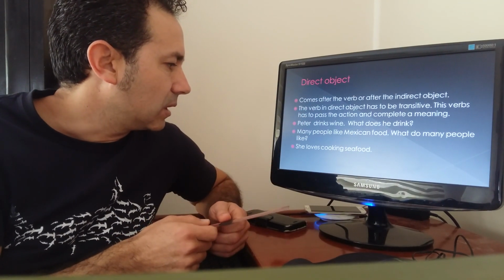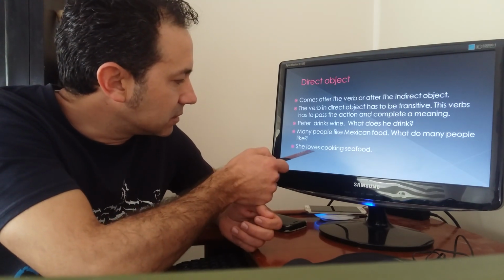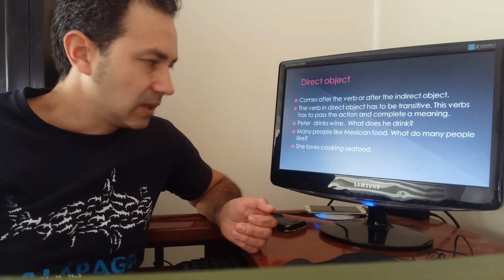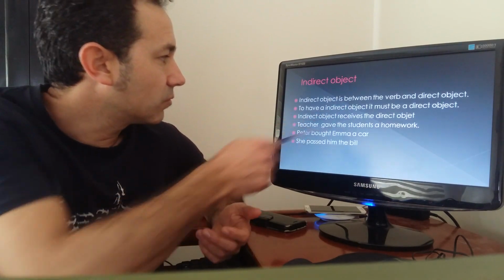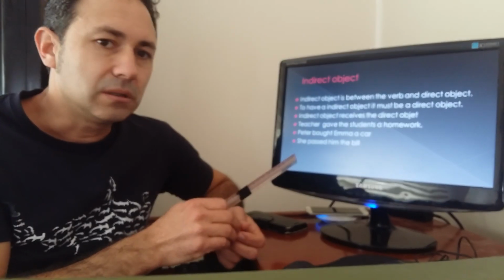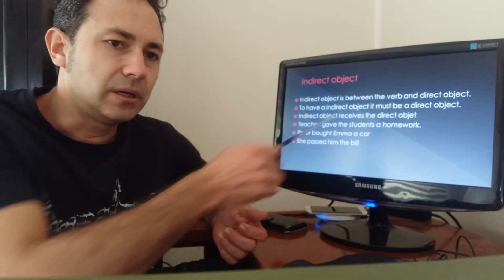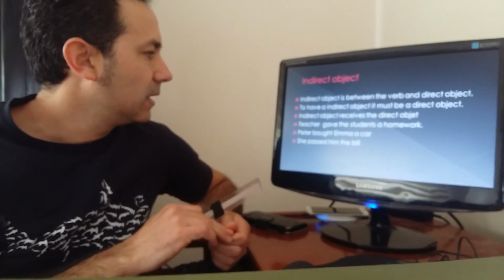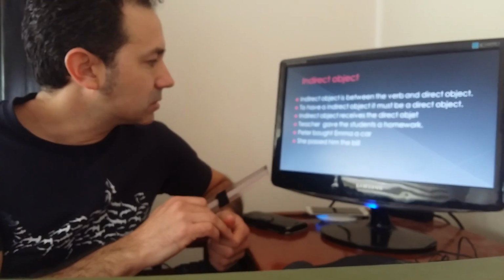Again, she loves cooking seafood. What does she love? Cooking seafood. For the indirect object, we have here some examples and some information again. The indirect object is between the main verb and the direct object. To have an indirect object, there must be a direct object; it can't be without a direct object. So the indirect object receives the direct object.